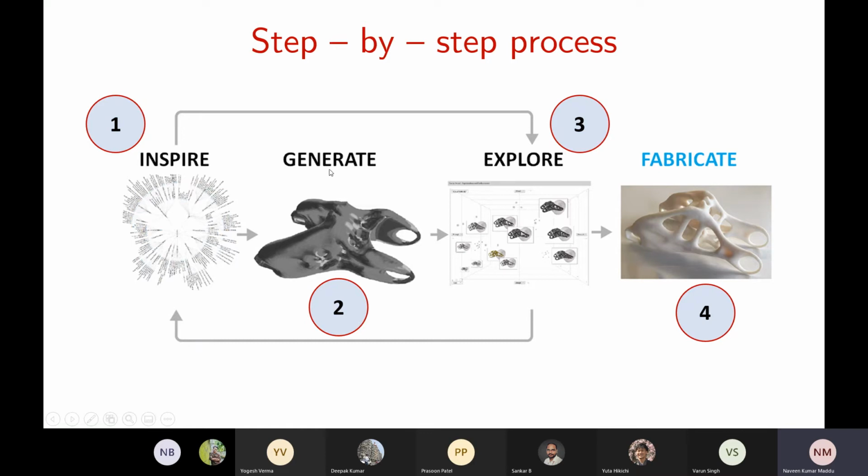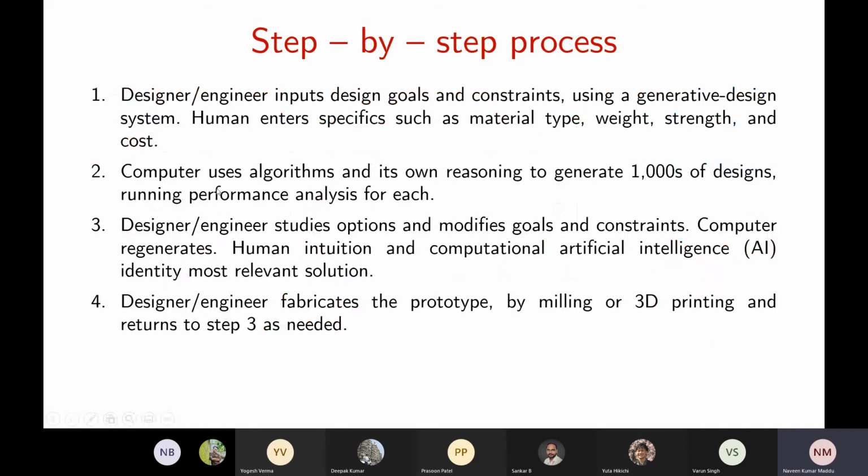You inspire, then generate, explore the options, and then fabricate. And in most of the cases, the fabrication is done by 3D printing, that is by additive manufacturing. Or sometimes you can go for a machining process, or you can go for some fabrication process like a joining process. But mostly, to have the material continuity and all these things, and as additive manufacturing is in its peak stage nowadays, I think they are trying to use additive manufacturing to fabricate all the products that are generatively designed.